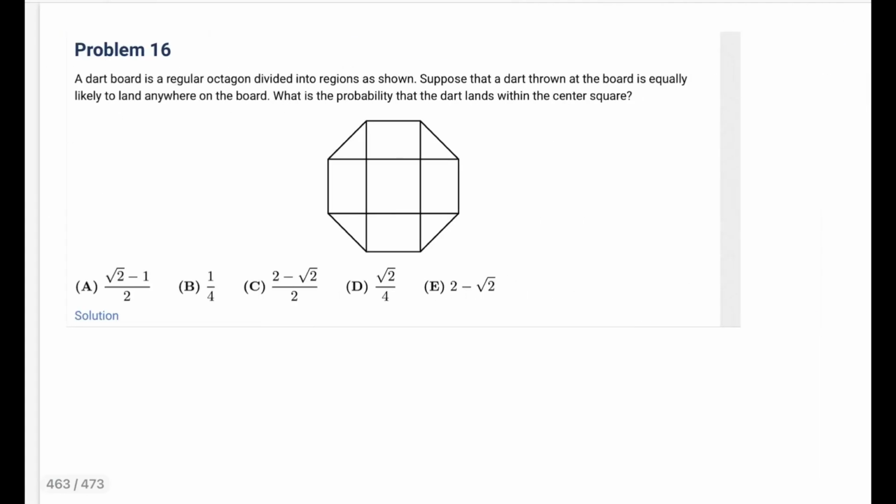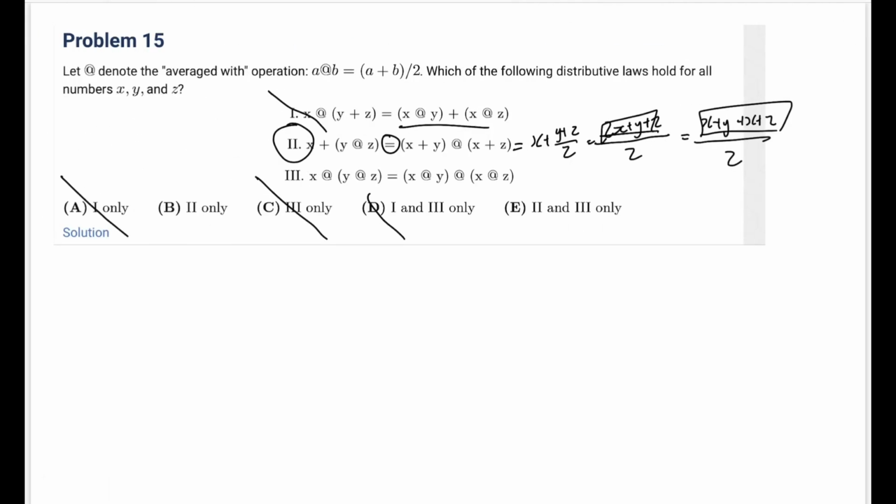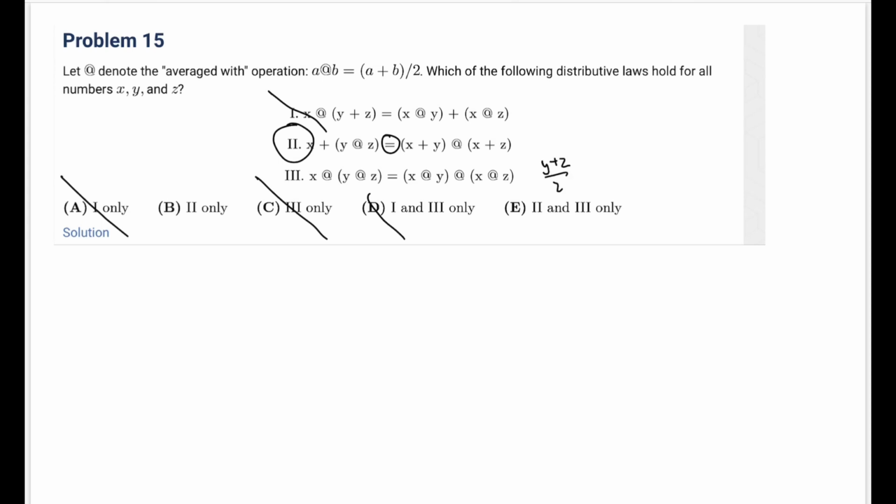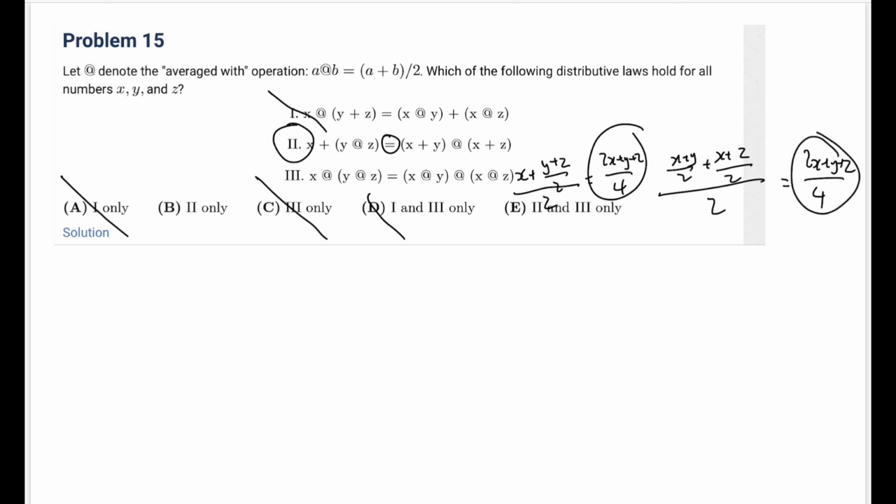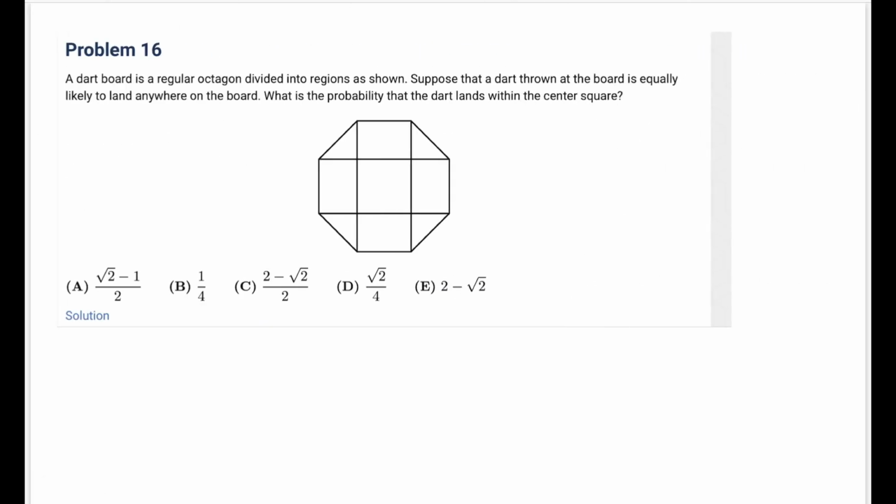Third one, x at y at z equals x at y at x at z. So the first one would be y plus z over 2, and then x plus that, over 2, this would be 4 over 2, x plus y plus z, and then this would be x plus y over 2 plus x plus z over 2, over 2, but then this would be 2x, this would be 4, and then 2x plus y plus z. Yeah, and so this is right. So these two are the same. So 3 is also right. So the answer is 2 and 3 only. It's E.